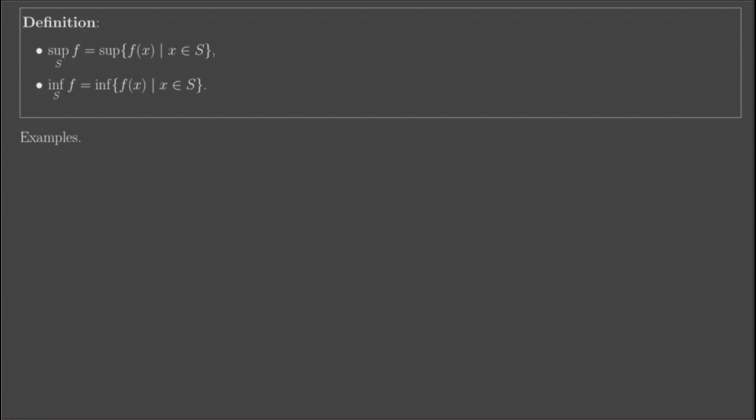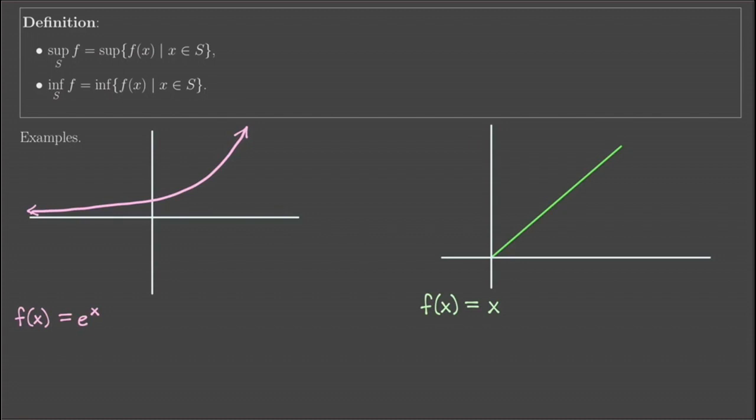Again, it's important that you don't only think about the function, but you also think about the set S. So let's look at a couple examples. On the left, we have the exponential function f of x equals e to the x. On any domain, this function would have an infimum because it's bounded below on the entire number line. So since we never cross this x-axis, no matter how you choose your domain, this function is bounded below by 0, so it's always going to have an infimum.